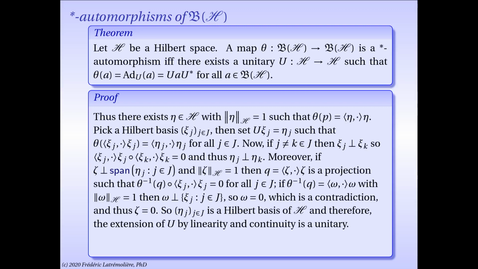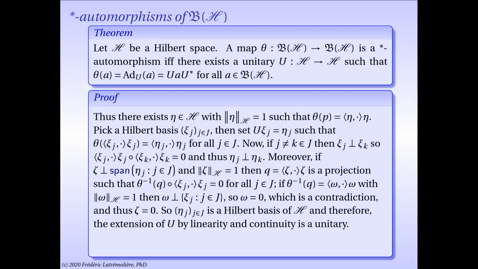But let's just pick one of them and call it eta j, and let's define U of xi j to be eta j. I'm going to make some observations about this family eta j I just made. So for two distinct indices j and k, we know, of course, by definition of a Hilbert basis, that xi j is orthogonal to xi k. And therefore, the composition of the projection on the span of xi j with the projection on the span of xi k is 0. That is, the projections are so-called orthogonal.